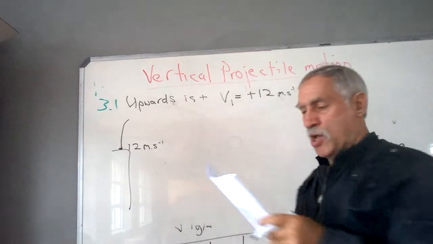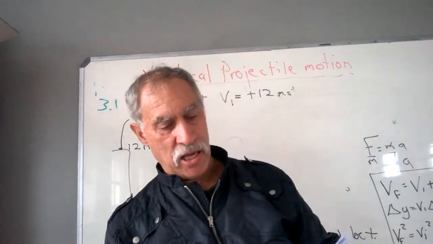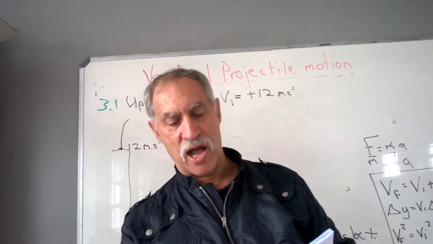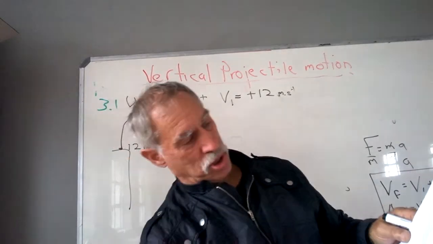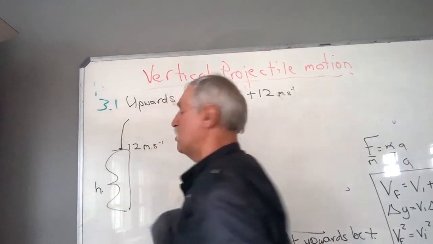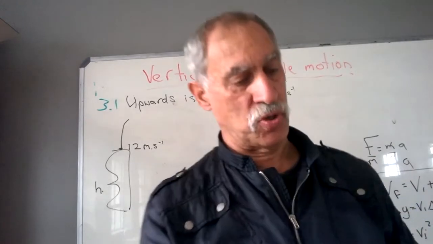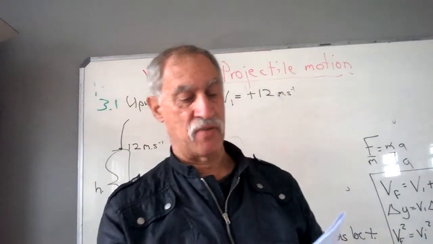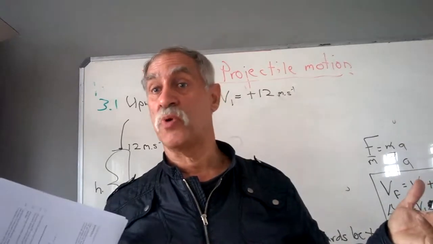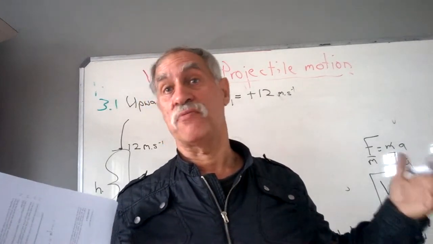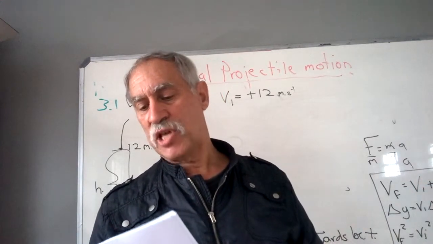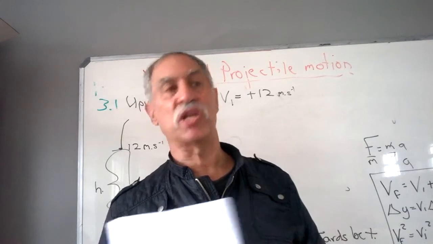Okay, they say it's projected upwards at a speed of 12 from a height, h, above the ground. Let's not worry about that. Let's get to the first question. Ignore the effects of air resistance. Didn't we say to do that? Ignore resistance, you can't do these problems otherwise. Equations of motion don't work if there's resistance. Calculate the time taken for the stone to reach its maximum height.